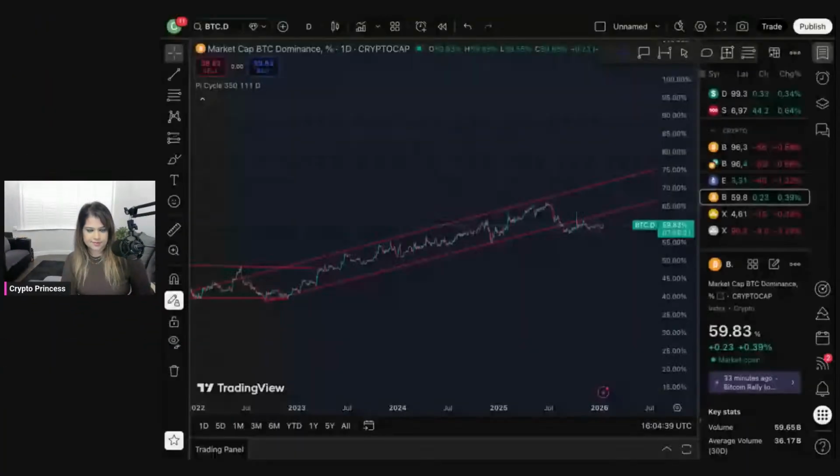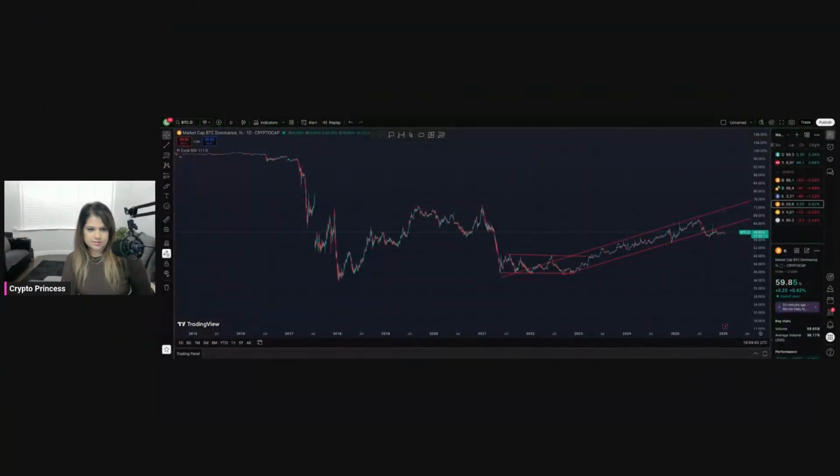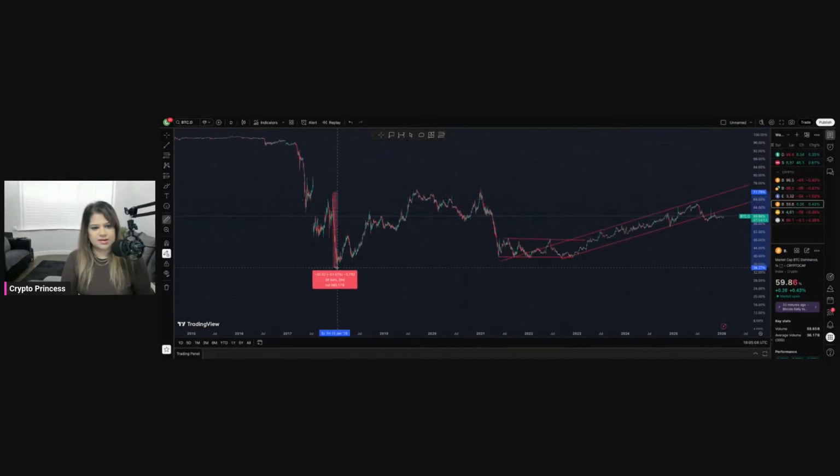Now, if we have a look at the actual dominance of Bitcoin zoomed out, we can see here in the beginning of 2017, the dominance started to go up. And when you have a look at the actual price action, you can see that Bitcoin was still starting to go up and all the rest of it. But it was here really where we had, here we go, about 49.